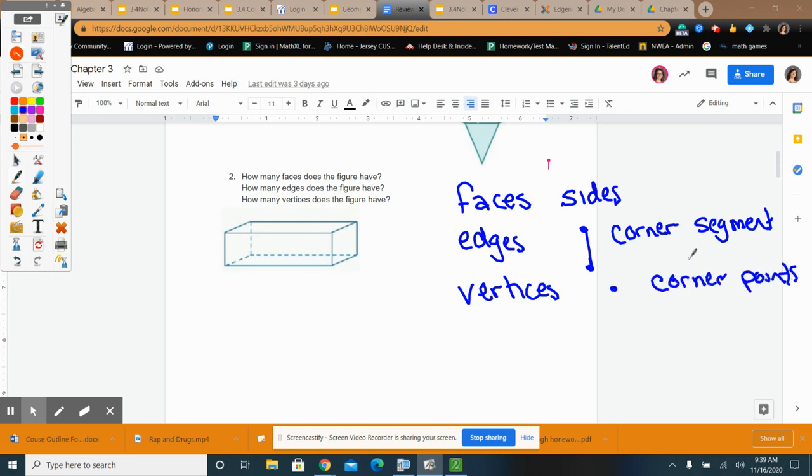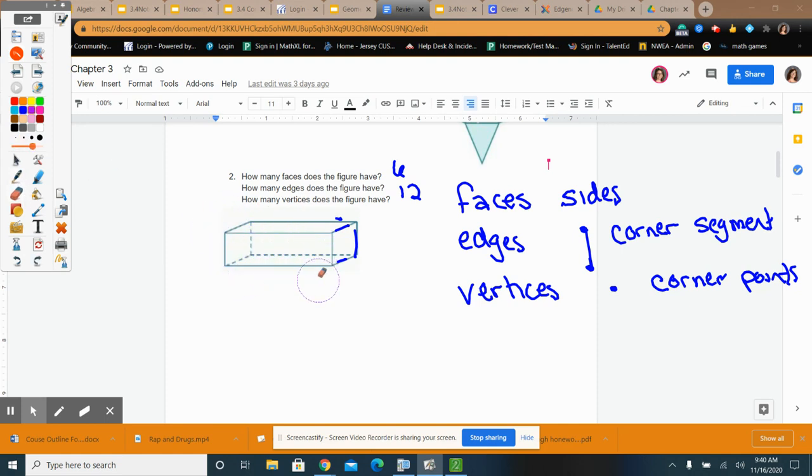So they want to know, how many faces does it have? Well, how many sides does a box have? It has the top and the bottom, the left and the right, and the front and the back. There are 6. How many edges? That's trickier. Edges are all the corner segments. So you kind of have to trace it. 1, 2, 3, 4. There's 4 on top, and there's 4 on bottom. And then there's 4 connecting. So that's 4, 8, and that's 12.